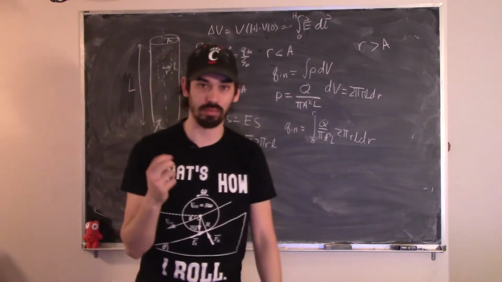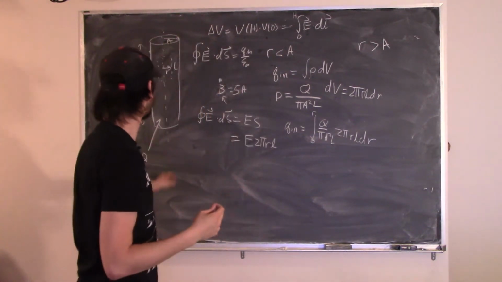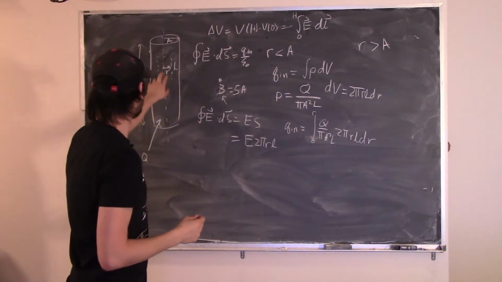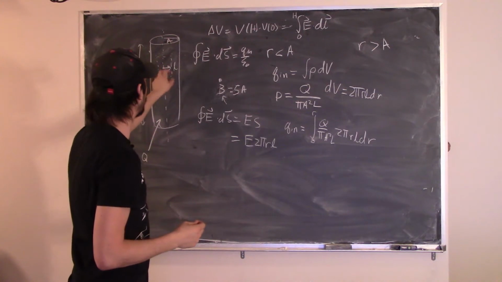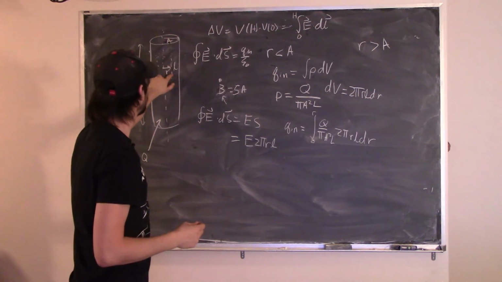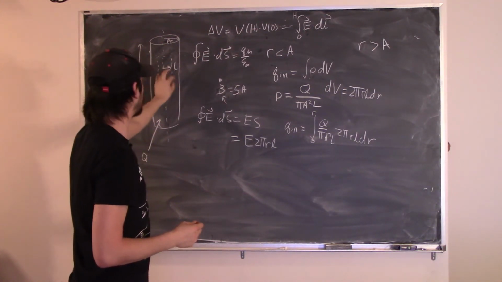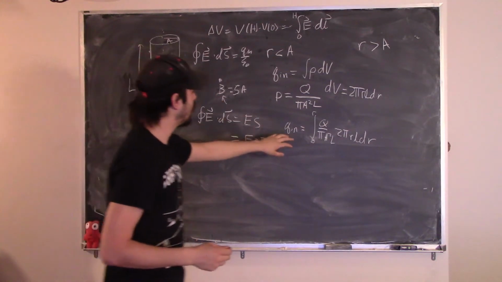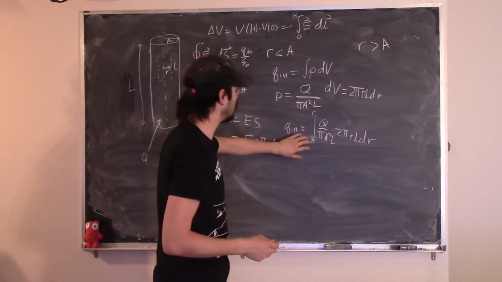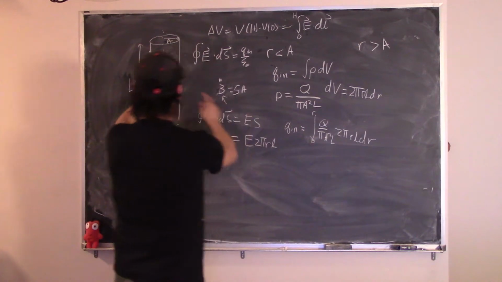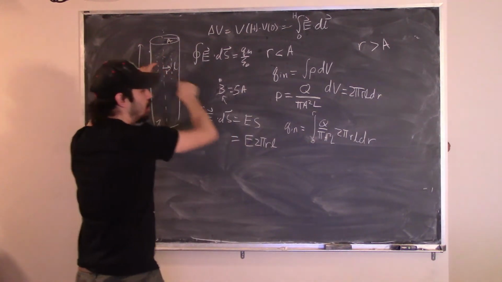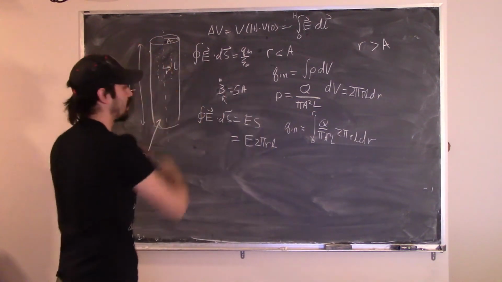This is that important point that I keep mentioning: when we're inside the conductor, when we're trying to find Qin, the limits of integration are going to go from whatever the lower bound is. In this case, it's 0 up to R on the inside.